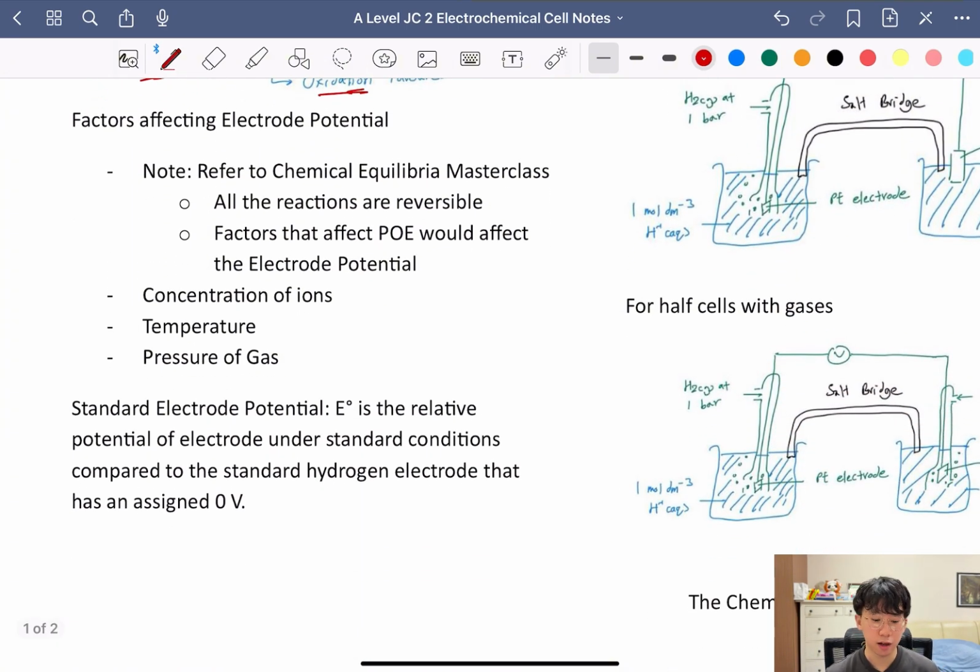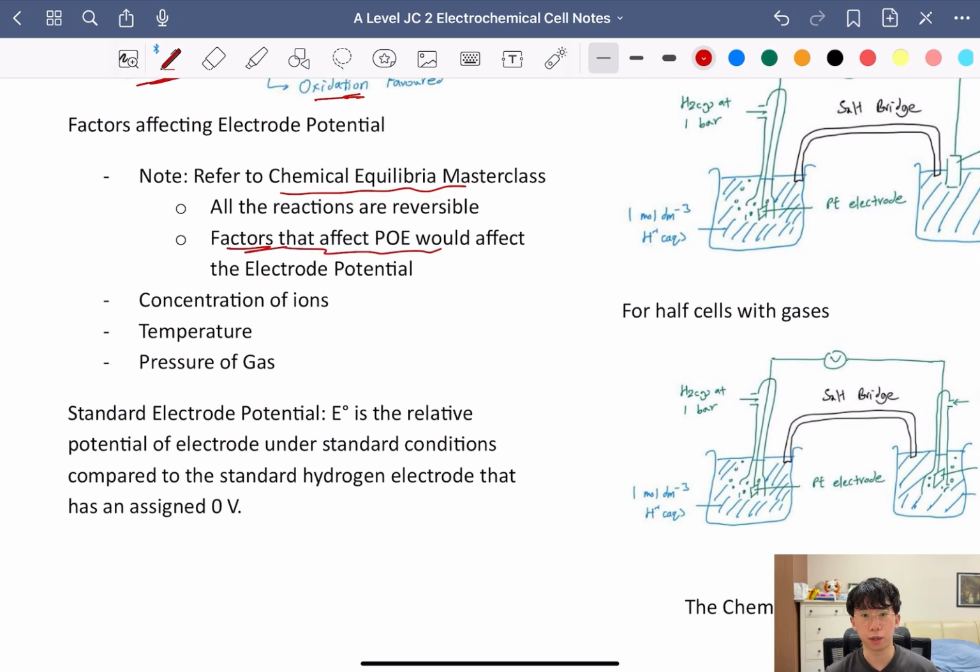Now, what are some of the factors that affect your electrode potential? Well, as I've said, all these reactions are reversible. You can refer to my chemical equilibrium master class. Basically, all the factors that affect your position of equilibrium will affect the electrode potential. So for example, your concentration of ions. If you have a concentration higher on one side than the other, then obviously the position of equilibrium will move, affecting the E value. Your temperature could affect it, depending on whether your reactions are endothermic or exothermic. Your pressure of gases, of course, if gases are involved, which they can be in electrochemistry, will also affect the E value.